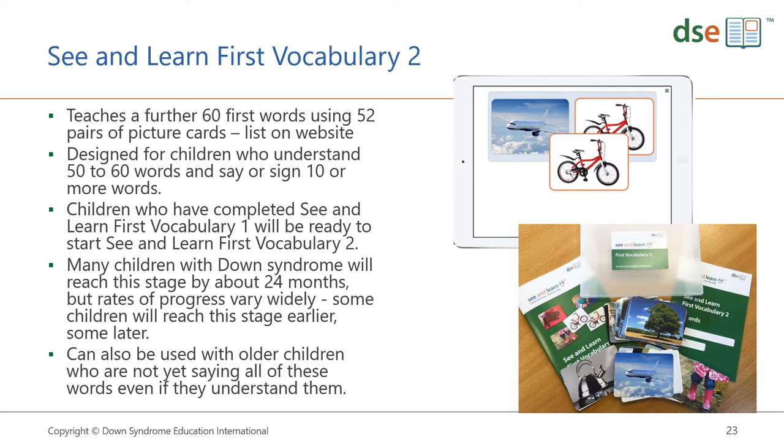We've given a rough guide that the stage at which children understand 50 to 60 words may be at around 24 months, but there's huge variation. So some children may reach that level of understanding earlier, some will get there a bit later. But because you're using record sheets, you will know when to move forward for the individual child that you're working with.